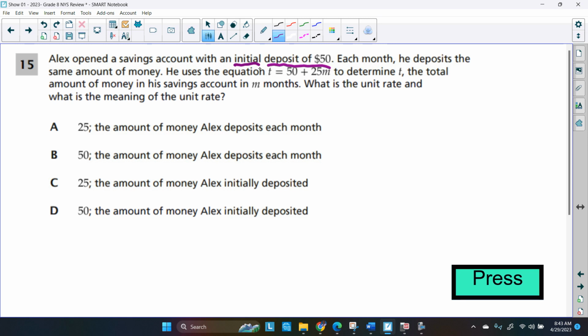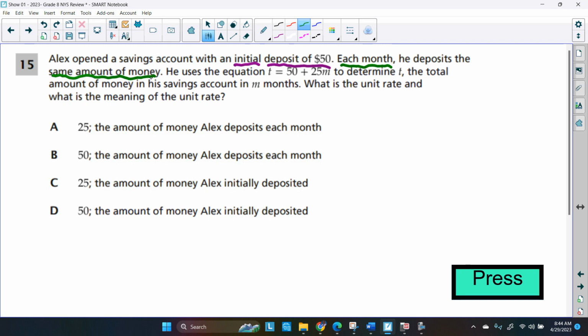So now let's keep reading. Each month, comma, wait, we got to go back. Each month, we missed something there. What are they talking about? They're talking about something that's occurring regularly. So we got to keep that in mind as we go down. All right. So he deposits the same amount of money. So each month, he's going to put in the same amount of money. And there's a period there. So that's what's going on.